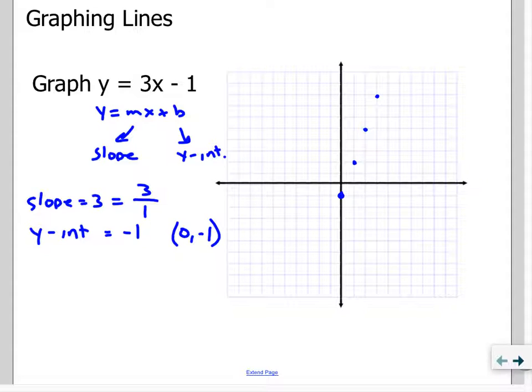Now, instead of going up 3 and to the right 1, let's do the opposite and go down 3 and to the left 1. Again, I'm just going to draw in the down 3 and to the left 1, but we don't have to do that part. Just go down 3, left 1, down 3, left 1, down 3, left 1.